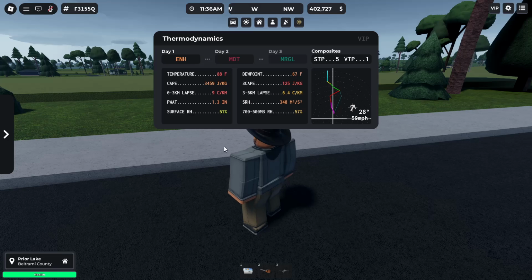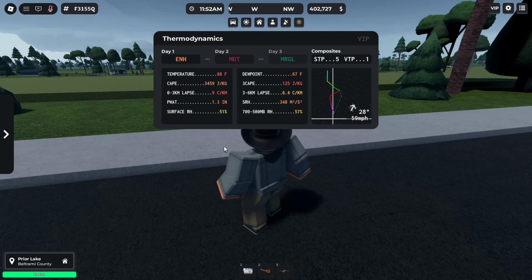Our 3 to 6 kilometer lapse is the same thing, but it's the lapse rate that's higher up in the upper 3 to 6 kilometers of the atmosphere. And we want good lapse right there, we want it to be a higher number as well. 6.4 is a really good number here. That just means that up there in that middle part of the atmosphere, we've got strong enough cooling that we can get stronger and more sustained thunderstorms, like something that'll last a little bit longer. And that's what we really want out of these kind of things.